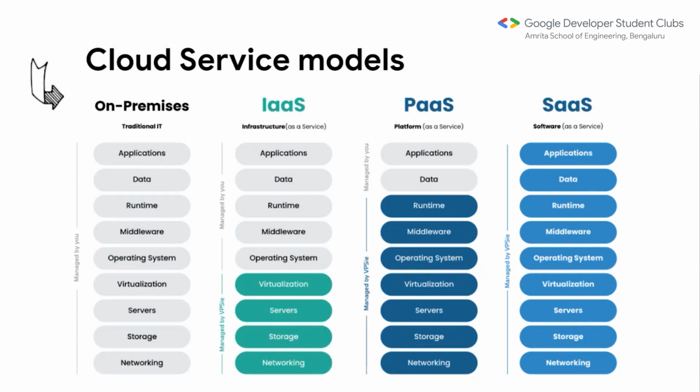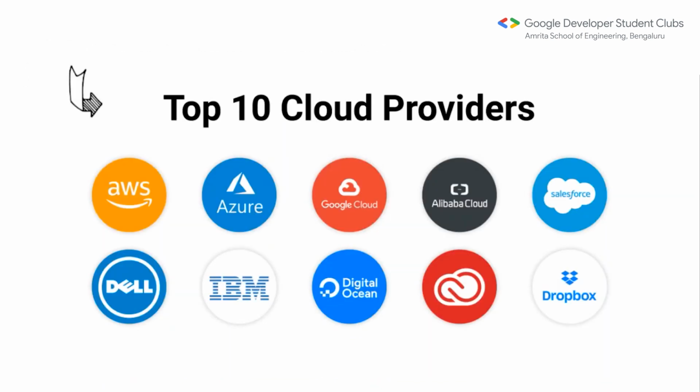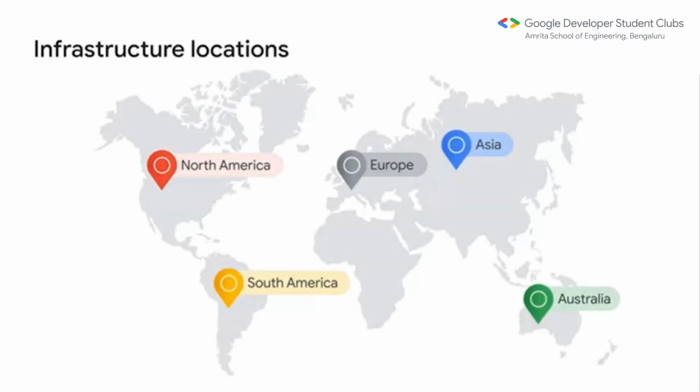Now let's see the top 10 companies that provide cloud computing. The top 10 cloud providers are AWS, Azure from Microsoft, Google Cloud, Alibaba Cloud, Salesforce, Dell, IBM, DigitalOcean, Adobe, and then Dropbox. We are in the Google family, so we are going to talk about Google Cloud. Google Cloud offers its services across 5 continents, which are North America, South America, Europe, Asia, and Australia. They provide cloud services in these continents.